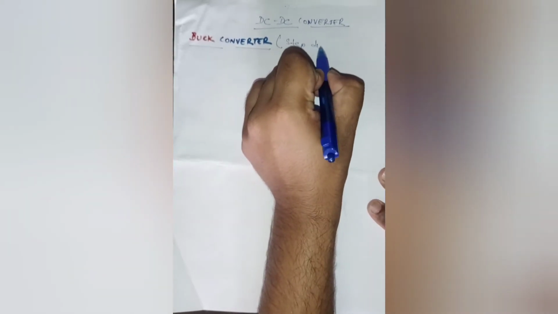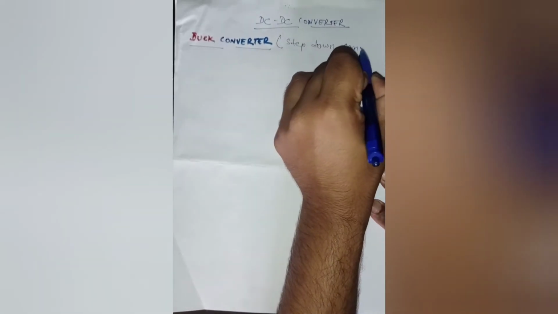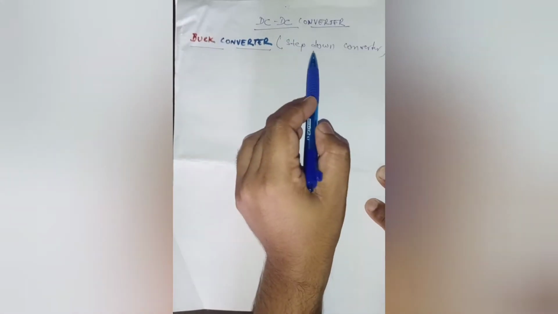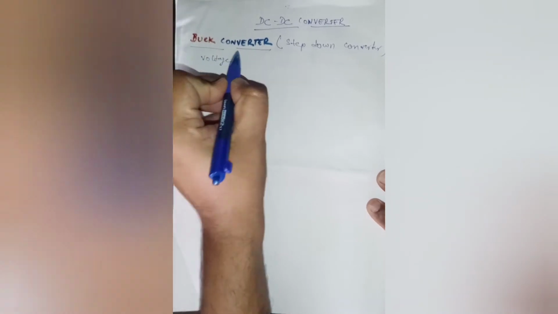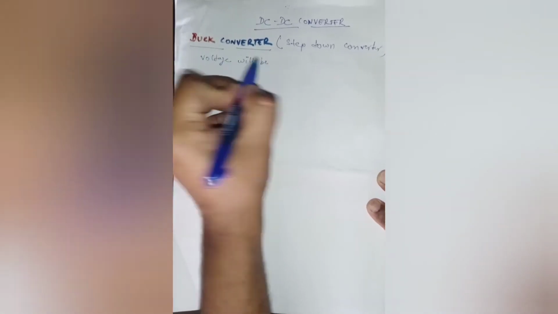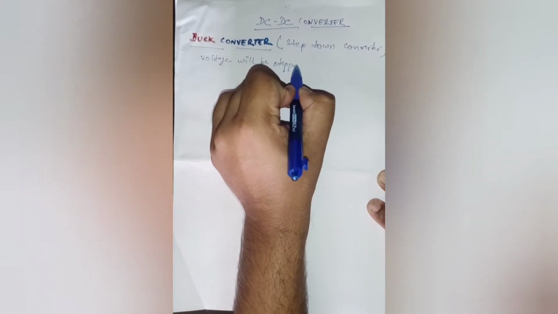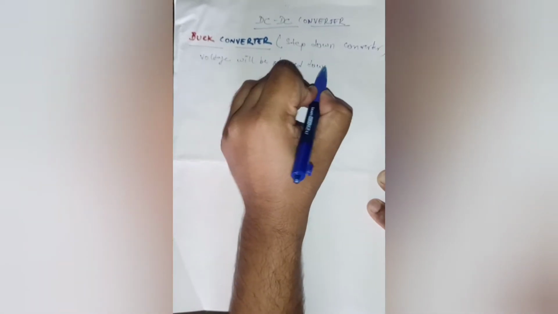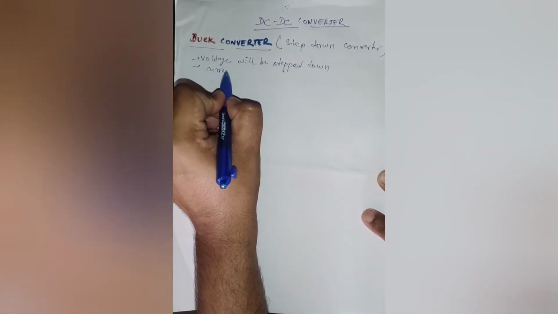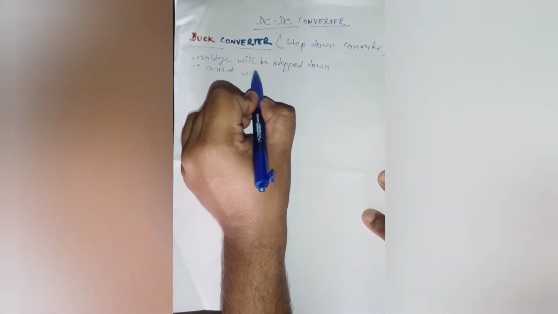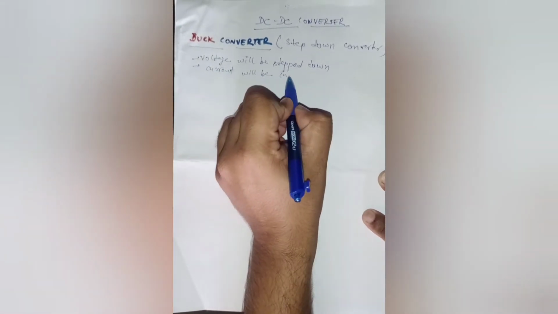A step down converter. Okay, it will step down the voltage. Voltage will be stepped down. Okay, and current will be increased. We are talking about the output voltage and output current.